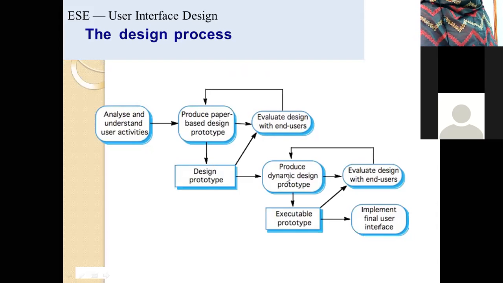After designing the dynamic design prototype, you have to evaluate your prototype with the end user, because we are the users who are going to use this particular kind of software. So it should be evaluated by the end user. After evaluating, an executable prototype is created, and it is then again evaluated by the end user. If the end user is not satisfied, the end user can give feedback to change that dynamic design prototype. After the end user is satisfied, we develop the executable prototype and implement the final user interface.